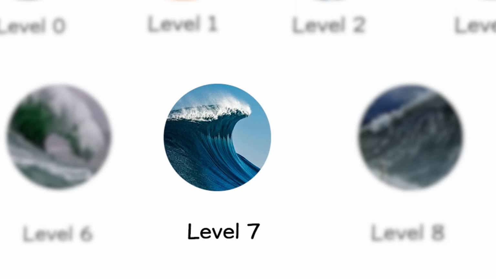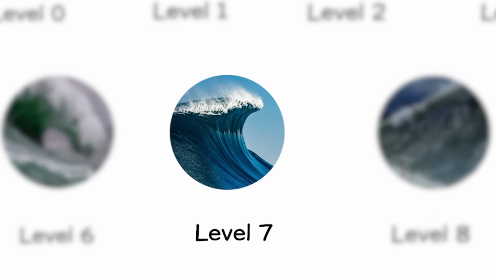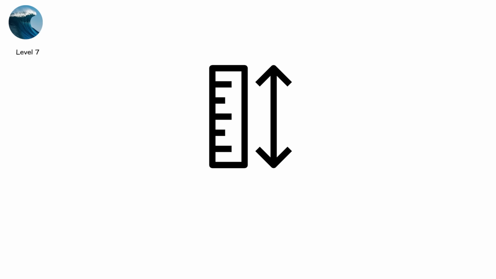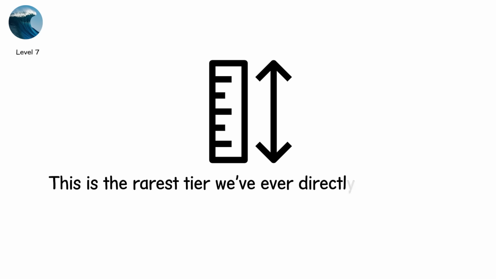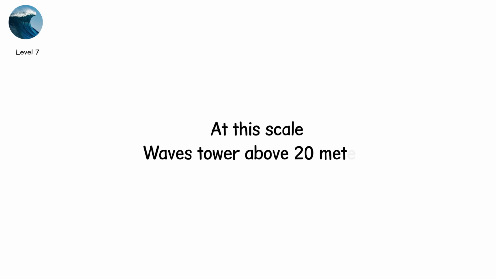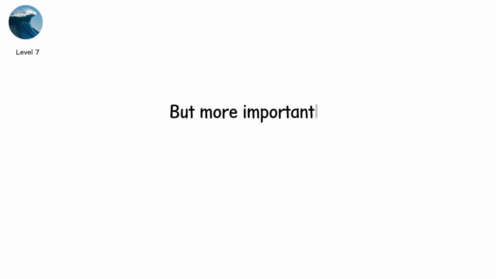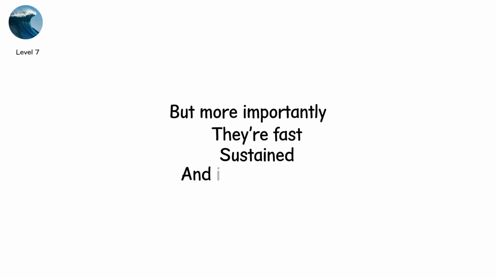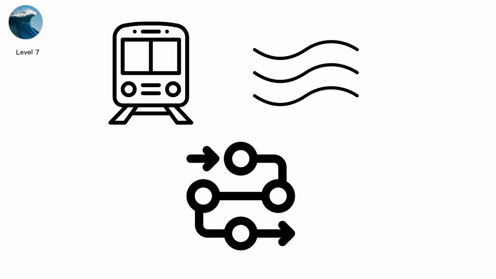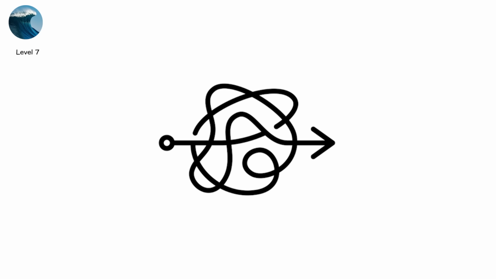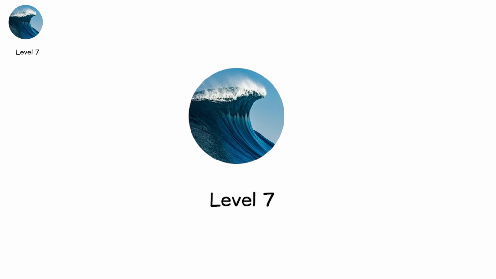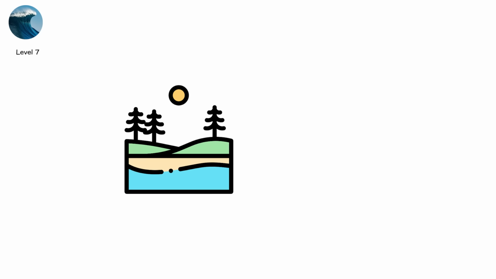Level 7 is where imagination falters. We don't just measure the wave height here, we measure time by before and after. This is the rarest tier we've ever directly experienced. At this scale, waves tower above 20 meters, but more importantly, they're fast, sustained, and impossibly wide. It's not one wave, it's a train of them. A full sequence, each more chaotic than the last, and with every minute that passes, the disaster deepens. Tsunamis at level 7 don't just strike a country, they rewrite a coastline.